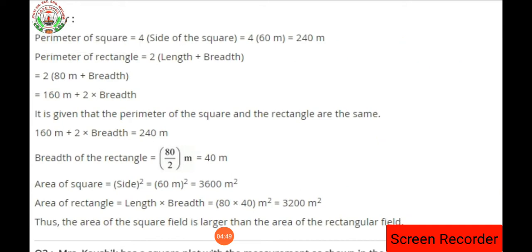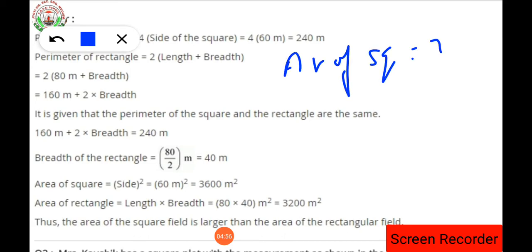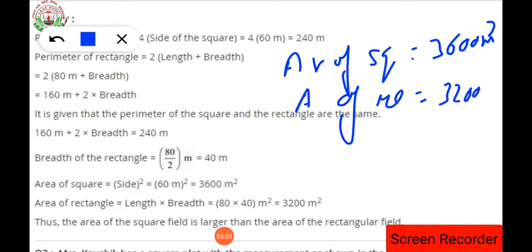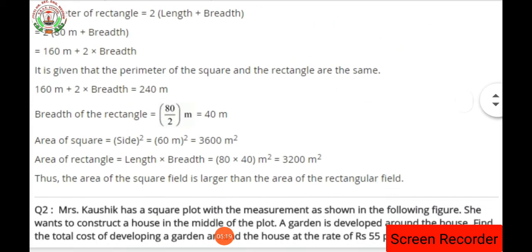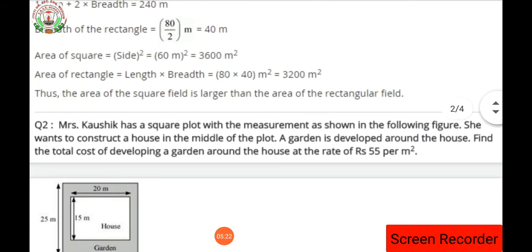So which one is greater? Either the area of the square is greater, that is 3600 meter square, or the area of the rectangle is greater, that is 3200 meter square. So which one is greater? The area of the square is greater than the area of the rectangle. Hence we can conclude that the area of the square field is larger than the area of the rectangle field. Clear everyone? In the same way we are going to see question number 2.